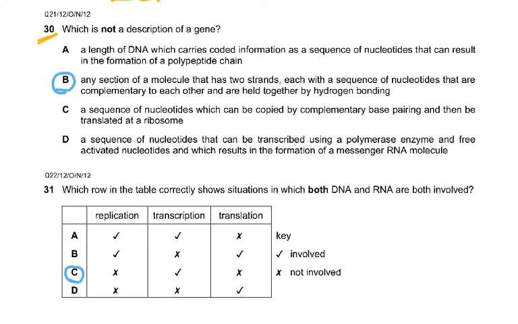Question 30: which is not a description of a gene? This is the one which is really going to be the difficult part. So B: any section of a molecule that has two strands, each with a sequence of nucleotides that are complementary to each other and held together by hydrogen bonding. Any section of a molecule, which is not a description of a gene.